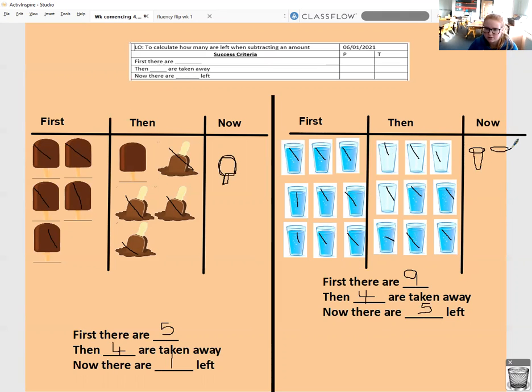1, 2, 3, 4, 5. 5 glasses of water are left. Fantastic. If you got that right, give it a tick. Save your answers to show me later.